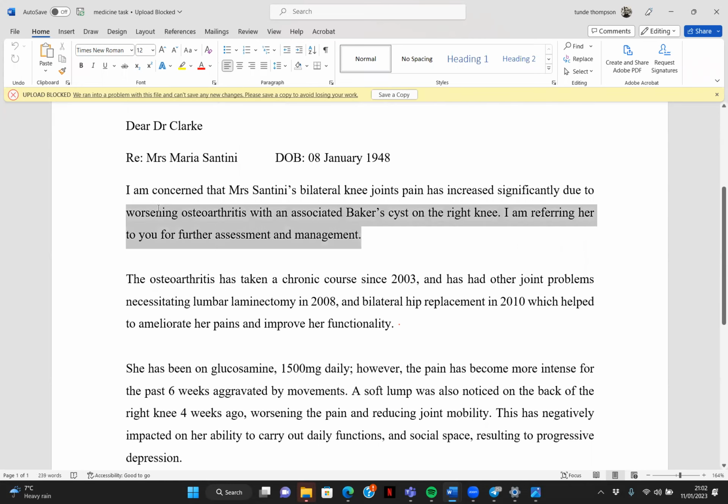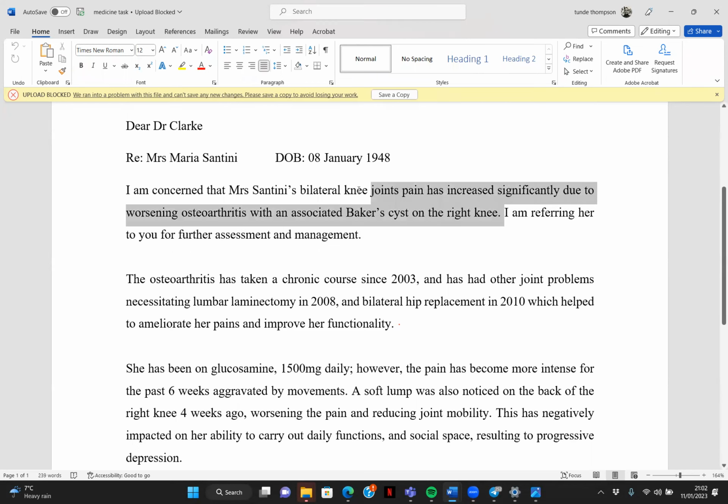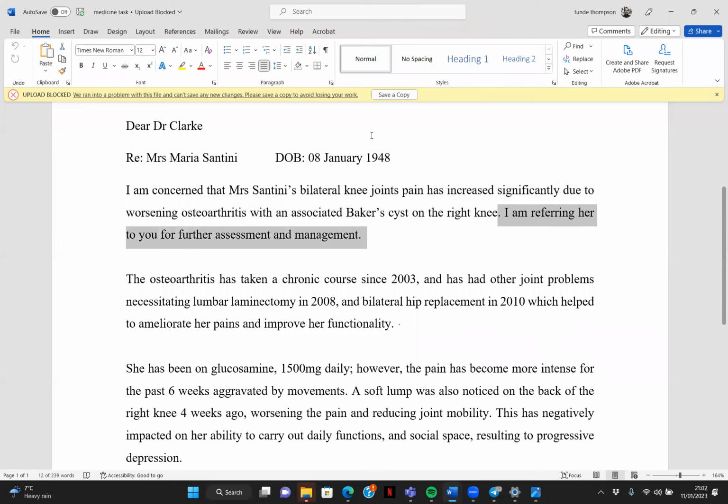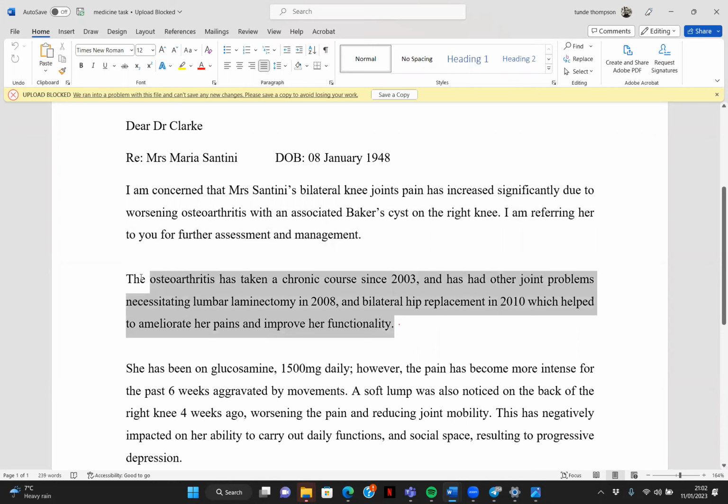Because here what I did was to write the introduction by bringing in the problem. This is the problem here, highlighting it, and then bringing in the purpose of the letter, which is to assess and manage this patient. Now here, immediately I went in to describe the background information. Now this is the background information. Why I'm bringing in the background information is because it's directly linking to the problem we are discussing now.